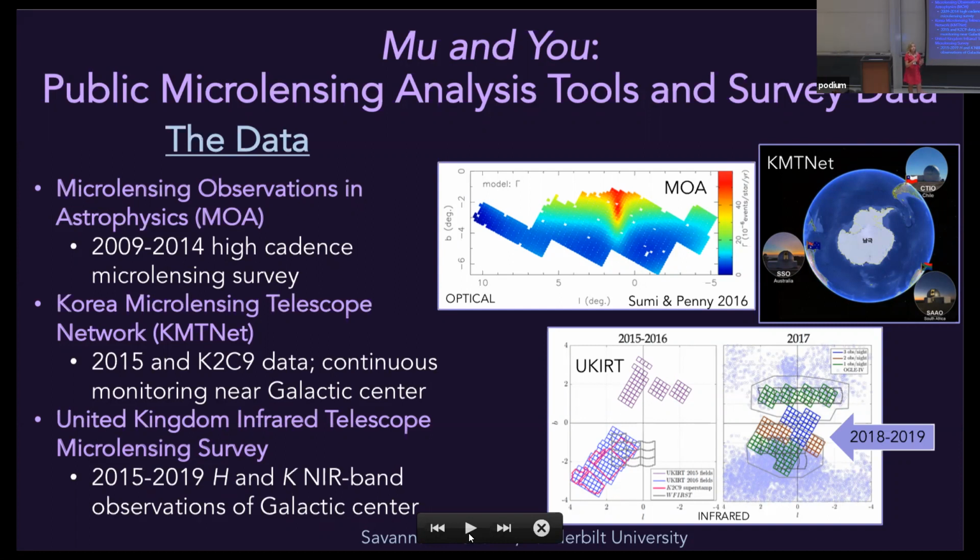We have some data from the Korea Microlensing Telescope Network, KMTNet, that's available as well. And finally, we have a whole bunch of data available from the United Kingdom Infrared Telescope, or UKIRT, which has data from 2015 all the way to 2018 now. We're taking 2019 as we speak. This is infrared data located on the archive. And this is the project I primarily work with.